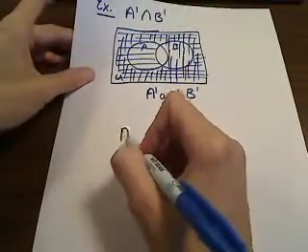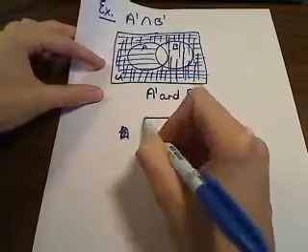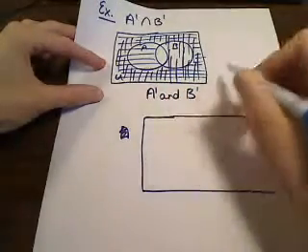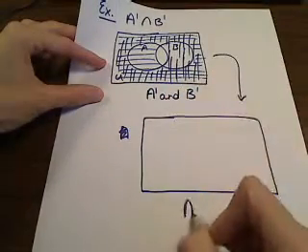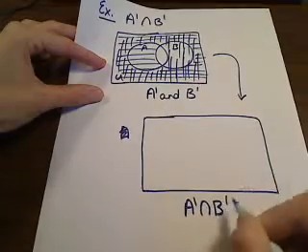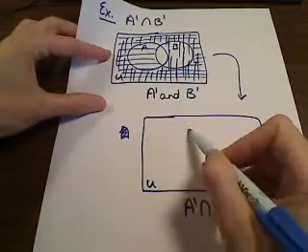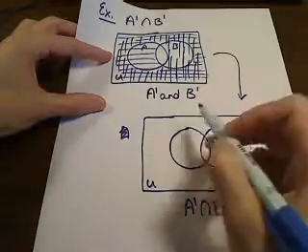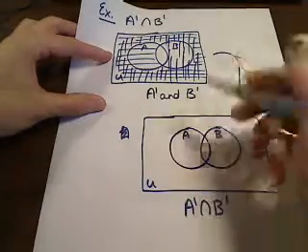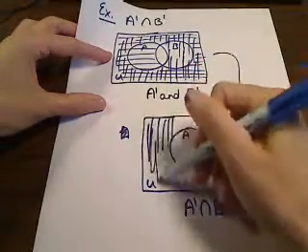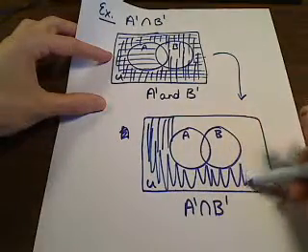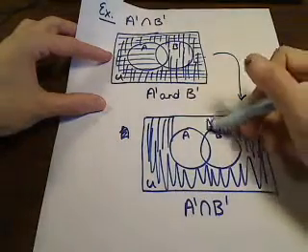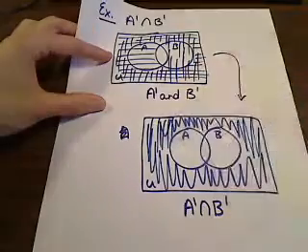So when I go to take a look at and assemble my A naught intersect B naught, it is going to look like this. I've got my A, I've got my B, and A naught intersect B naught is all of this stuff out here. Okay.